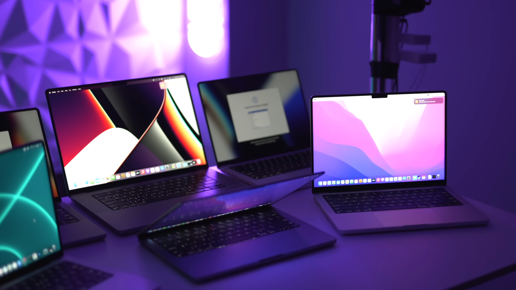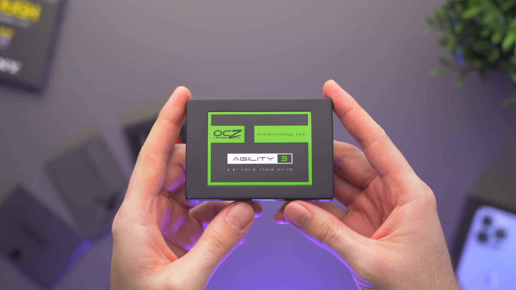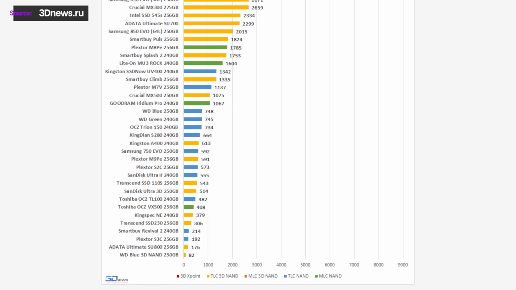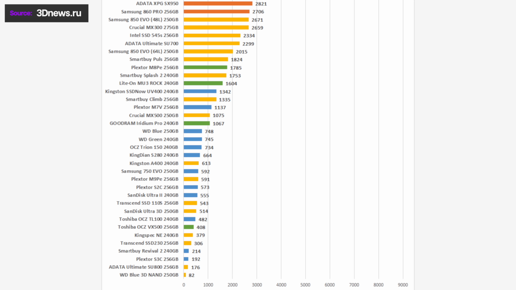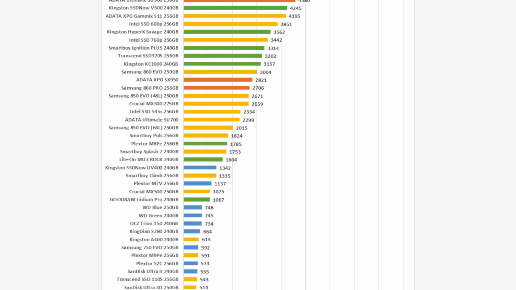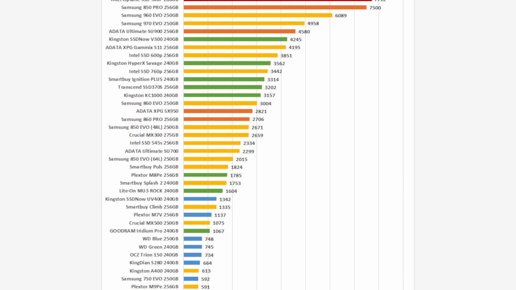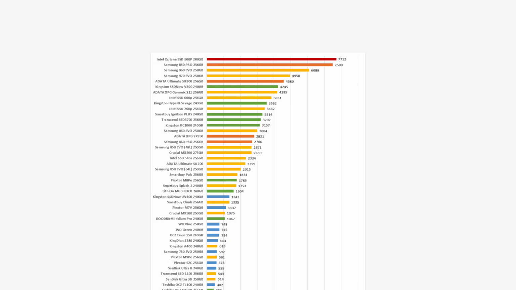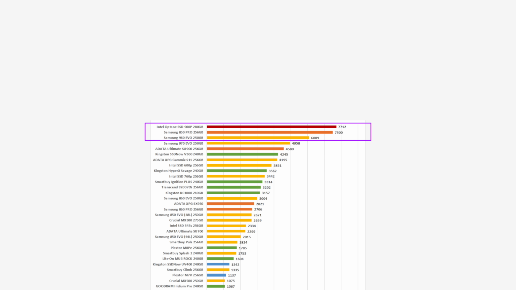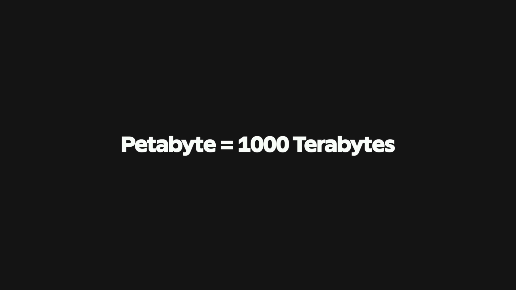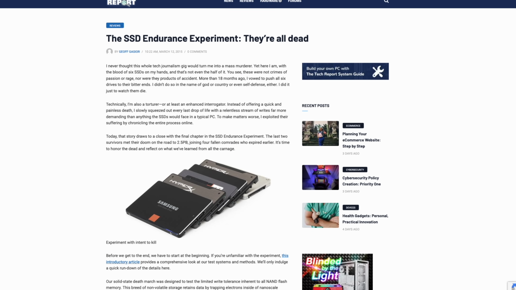For example, a technology site called 3D News performed an experiment in 2018 and tested 50 SSDs with a capacity of 250GB. As you can see, almost every single drive blew past the standard 150TB TBW rating, with most drives exceeding the 150TB figure by more than 5 times. In fact, several drives were able to write more than 5 petabytes of data before failing. A petabyte is 1,000TB, so that's over 5,000TB of data.